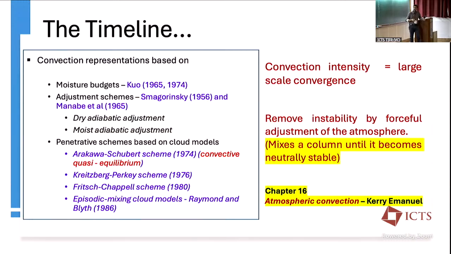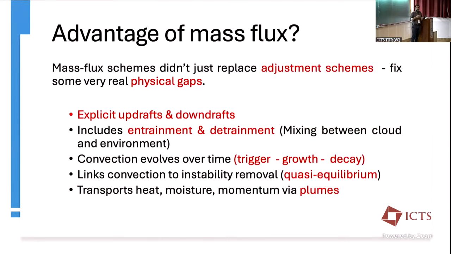Those interested can see chapter 16 of Atmospheric Convection by Kerry Emanuel. It is very beautiful. Then the mass flux scheme came into the picture. So what is the advantage of mass flux? It simply didn't replace the existing schemes. It actually bridged some of the physical gaps between the COO schemes and the mass flux. The gaps that exist in the atmosphere, the mass flux scheme has tried to fix.